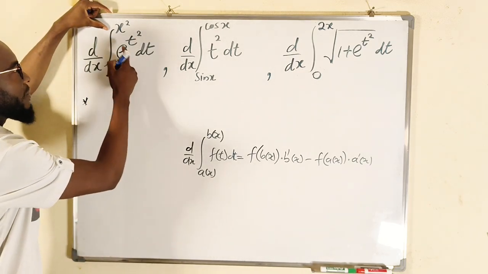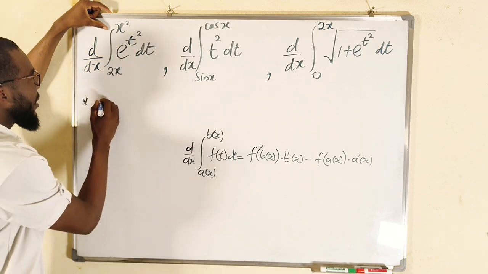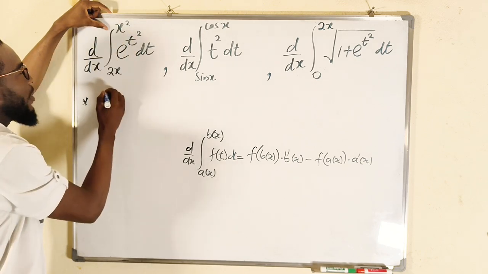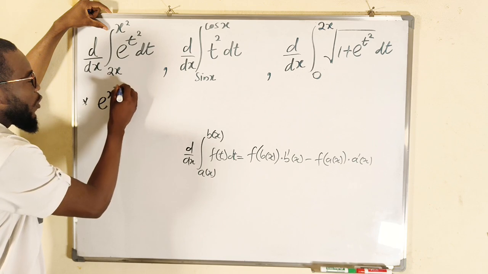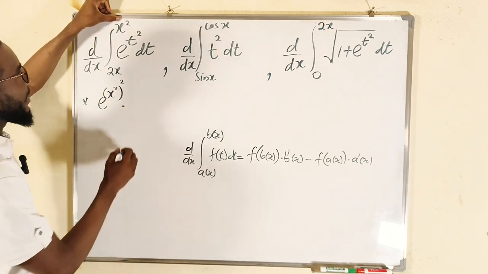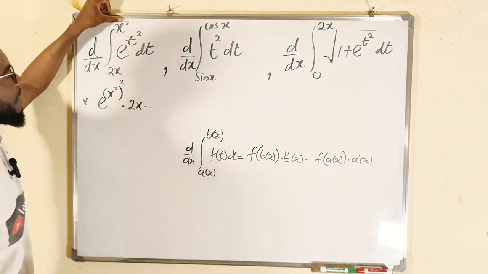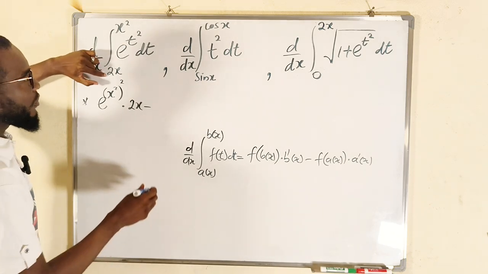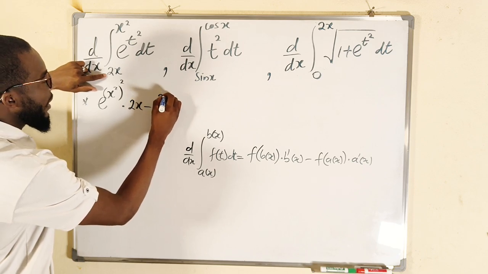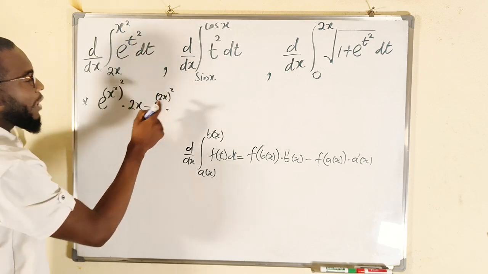This is the same thing as substituting the upper limit into the function t. So this becomes e to the, instead of t squared, we have the whole of this x squared also squared, right? Then I told you to multiply by its derivative. That is, if you differentiate x squared, you have 2x. Then you subtract. This time around, you substitute the lower boundary, which is 2x. That is e to the 2x, but whole squared because t has a power of 2. Then multiply by its derivative.